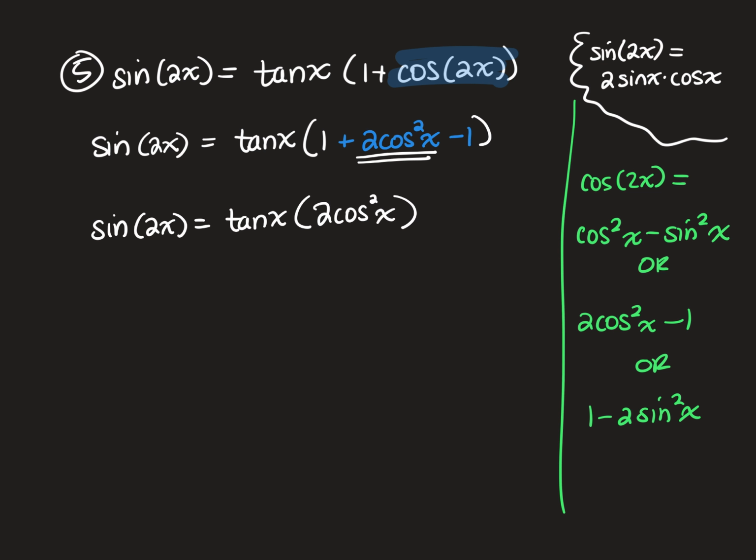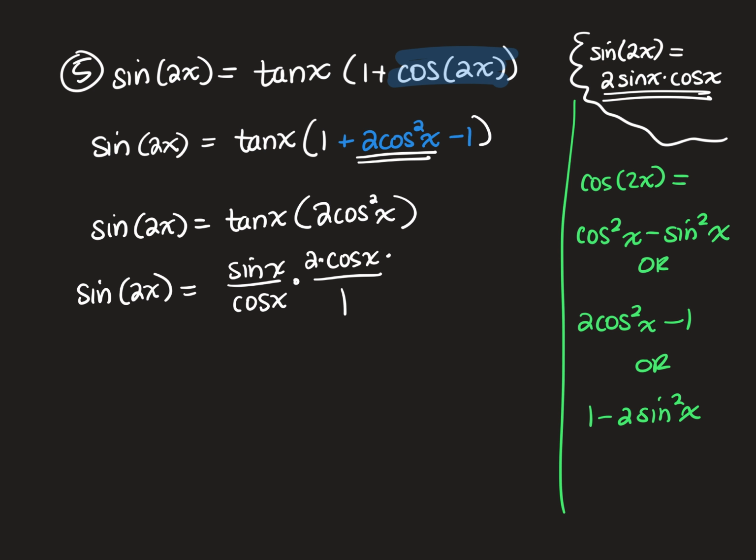And now I'm going to go ahead and change my tangent to sine and cosine, because I know, remembering that sine of 2x just includes sine and cosine, I'm going to change my tangent to reflect that. So using my quotient identity, we have sine of x over cosine of x. And then just to make things a little bit easier to see, I'm going to use a fraction, I'm going to write 2 times cosine of x times cosine of x, because I do remember that cosine squared just means cosine times cosine.